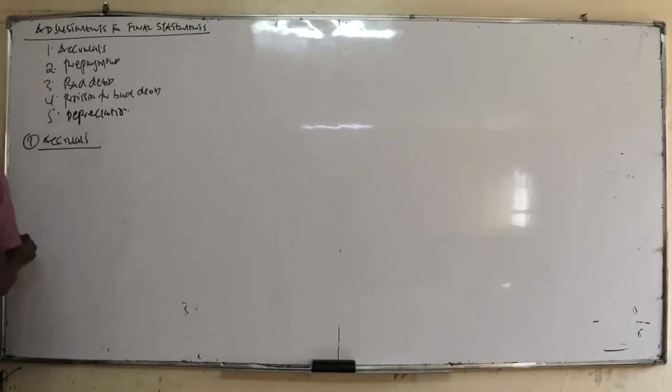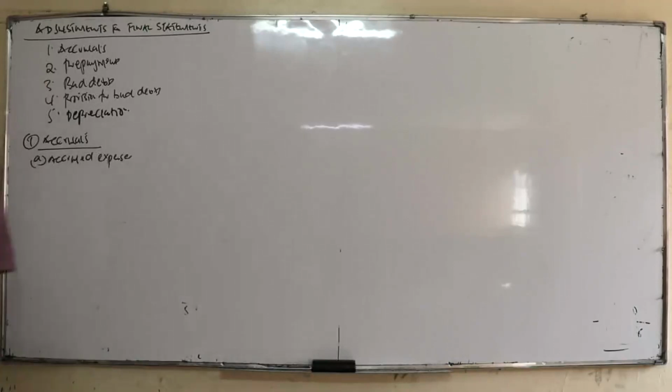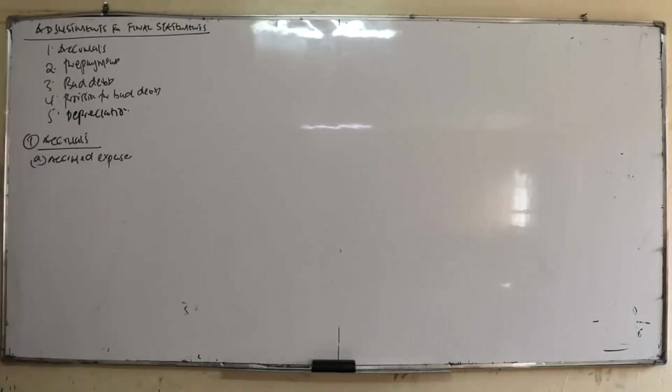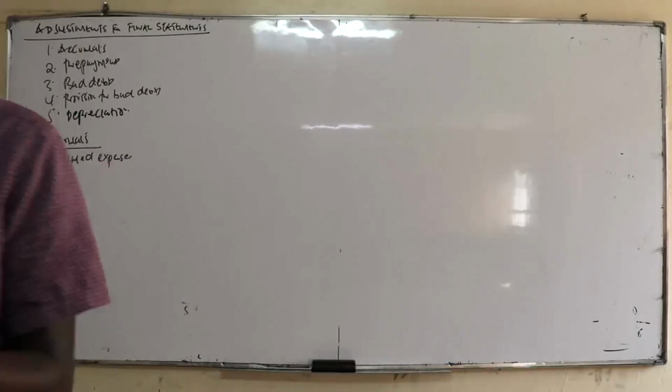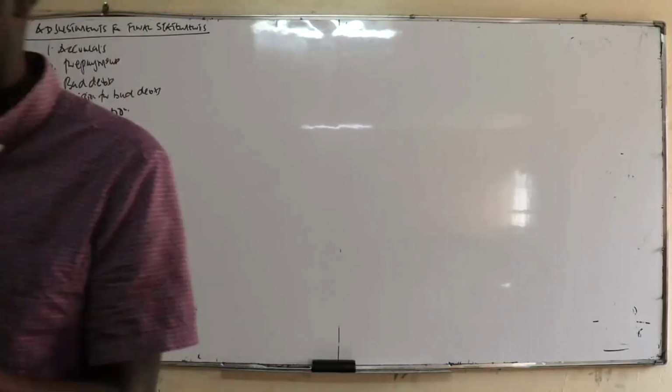We have accrued expenses. So what are accrued expenses? Accrued expenses are those expenses that have already been incurred, but have not been paid for. An accrued expense is an expense that is payable or due for payment, but has not yet been paid during the period. That is what the note reads.